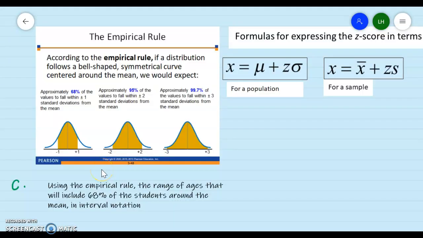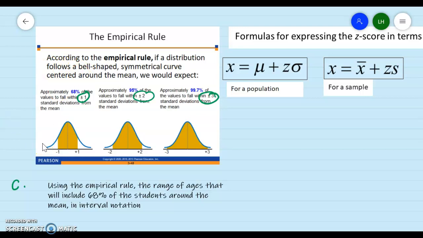Okay, for part C, we have to use the empirical rule. Let's talk about the empirical rule for a second. According to the empirical rule, if a distribution follows a bell-shaped symmetrical curve centered around the mean, this is what we're going to expect. 68% of our values are going to fall within one standard deviation from the mean, either within one above or one below. And then for 95%, the values are going to fall within two standard deviations of the mean. And then 99.7% of the values are going to fall within three standard deviations.